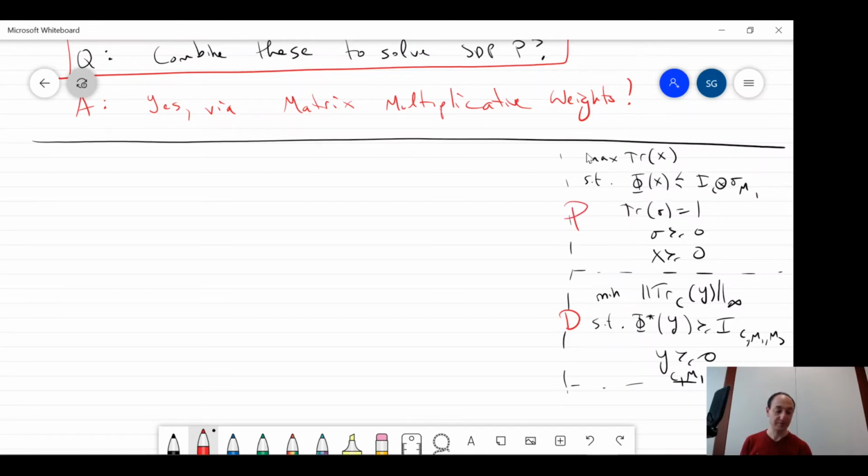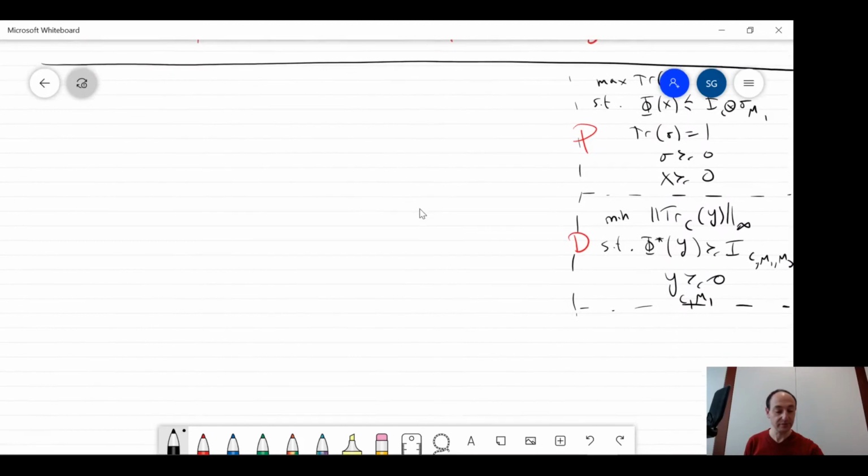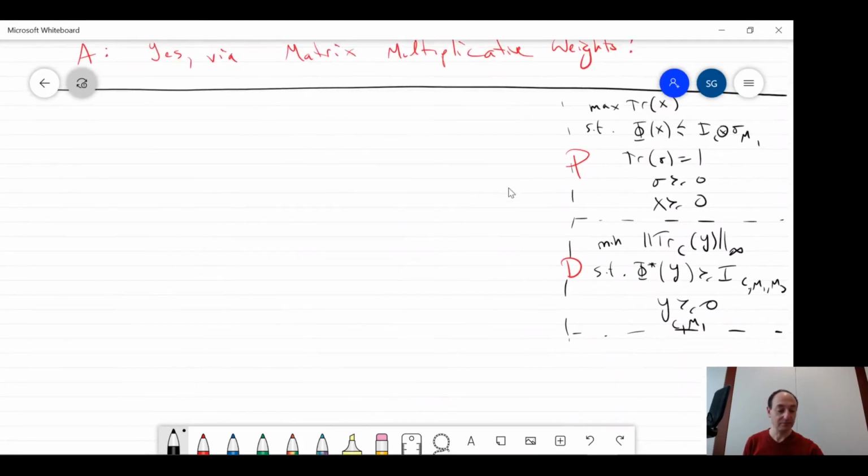This is the primal P. Good. So those are the SDPs, and now I want to give you the algorithm, which I claim won't perfectly solve these, let me be clear, but it will solve them good enough. Good enough to distinguish between a yes and no case for a quantum interactive proof. Good, so let's do that.